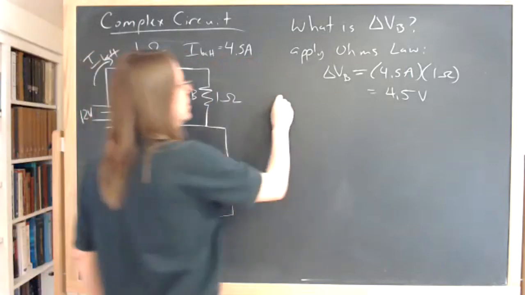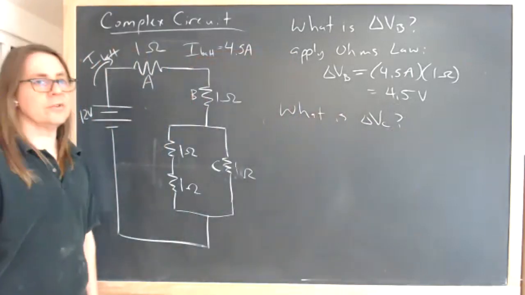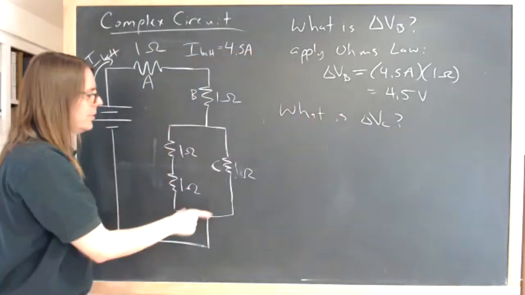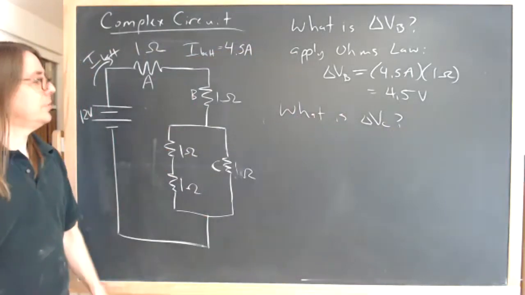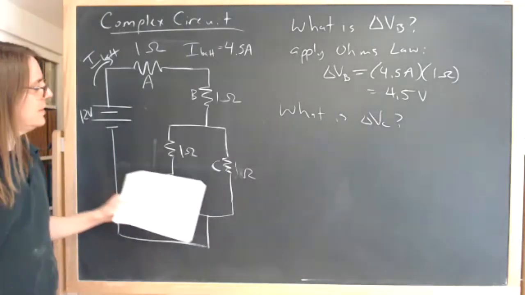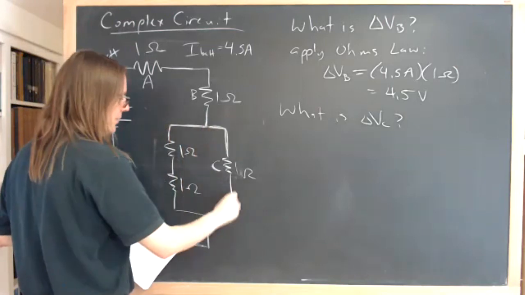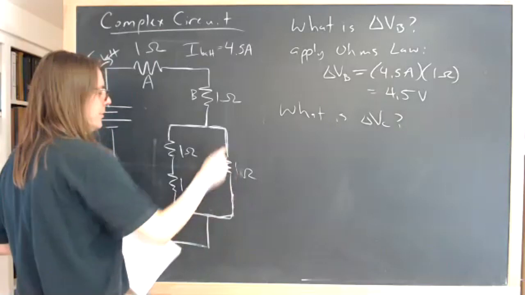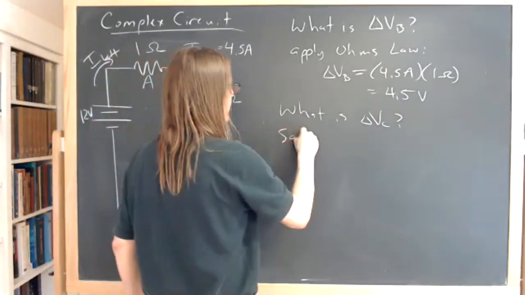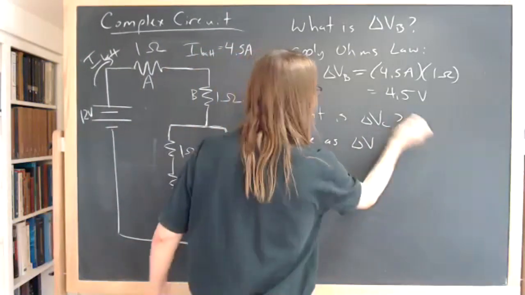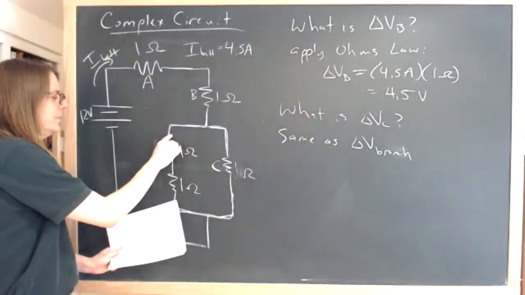What is delta VC? Okay, this one is not as straightforward because it doesn't get all the current, right? It splits here, it only gets part of the current. So there's a lot of ways you can go about it. What you could say is that the voltage across C is the same as the voltage across those two. So delta VC is the potential here minus the potential down here. So rather than worrying about splitting this current, you could say it's the same as delta V branch, because for this circuit, delta V over this resistor equals delta V over these two resistors.